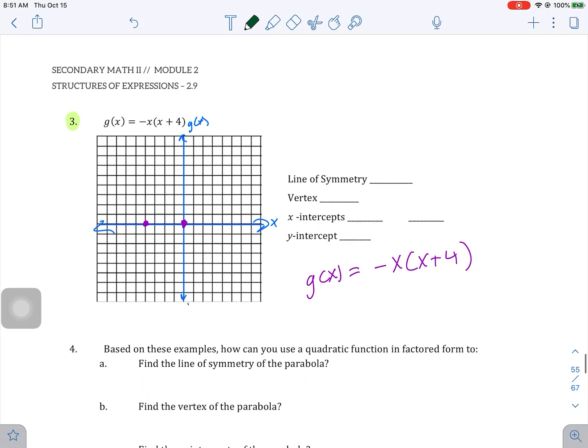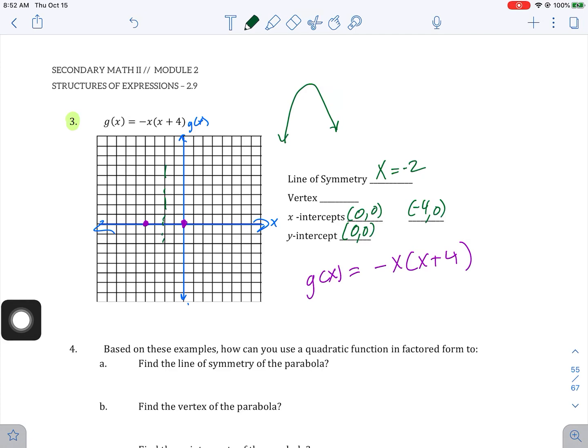One more of these, negative x times x plus 4, so 0, 0, which is also my y-intercept. If x is negative 4, that will also give me 0, so negative 4, 0. And my line of symmetry, which is in between the 2 points, will be at x equals negative 2. And if I look at my vertex, remember this one is going to be shaped like this because of the negative coefficient, okay?